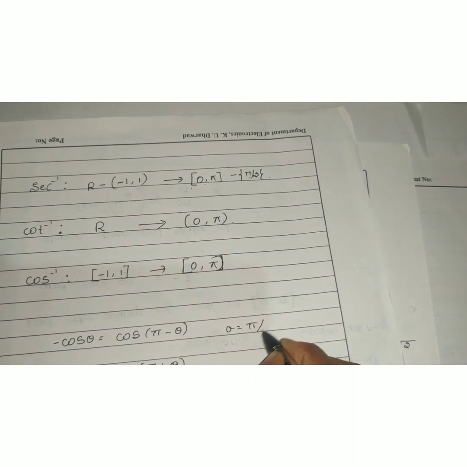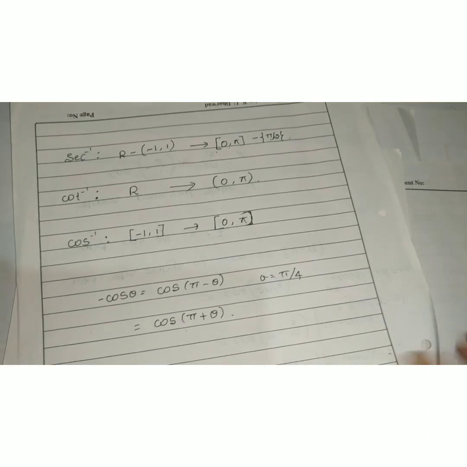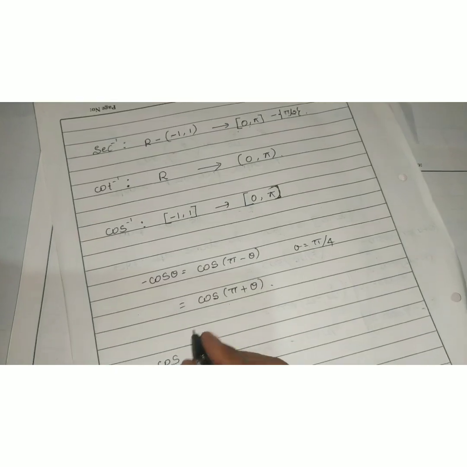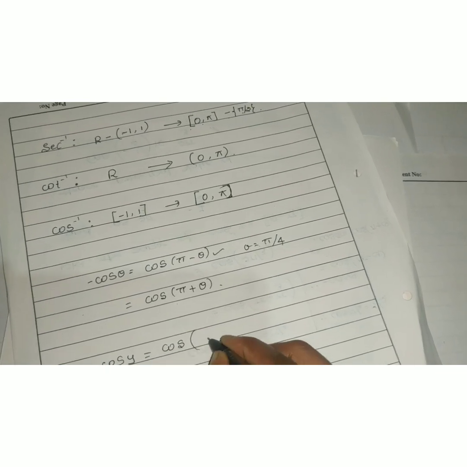And here theta is pi by 4. So the theta value is pi by 4. So check: LHS is cos y as it is. In RHS, use the first formula, that is cos(pi minus theta).